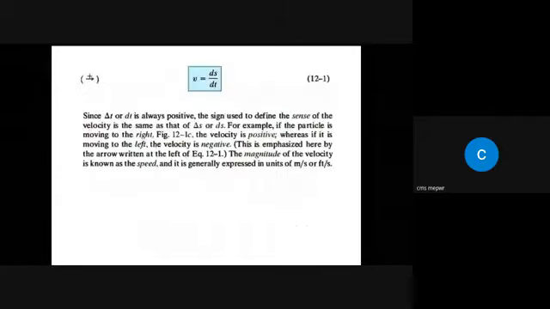Okay, so velocity can be positive, it can be negative. It depends on the displacement. If the displacement is positive, the velocity will also be positive. If the displacement is negative, in that case the velocity will also be negative. So I have shown this over here. If the particle is moving to the right, the velocity is positive here. If it is moving to the left, the velocity is negative. Both are shown over here, the right side direction means positive.